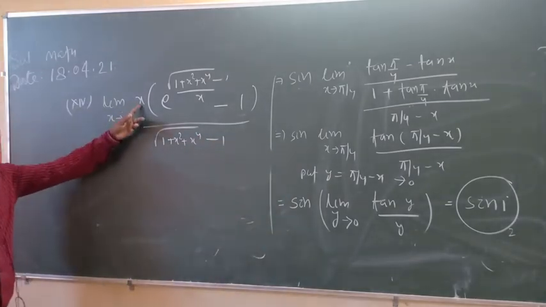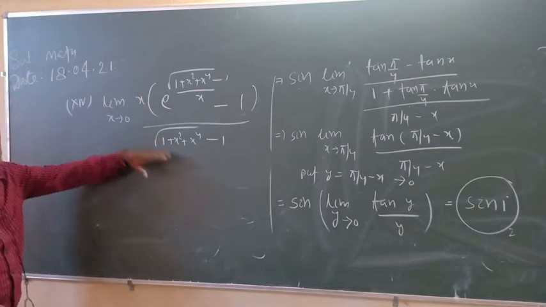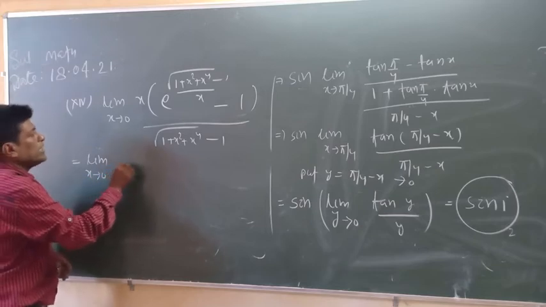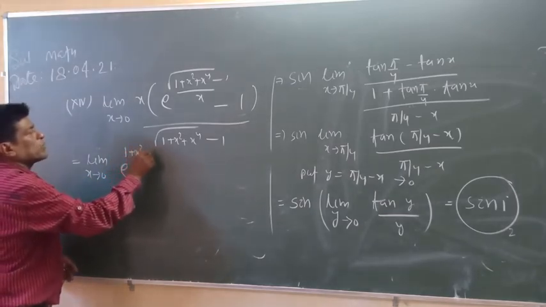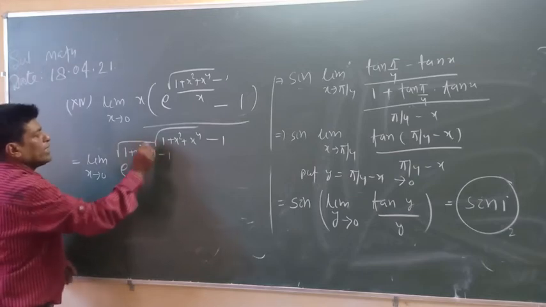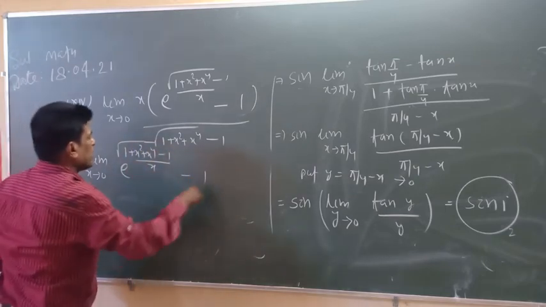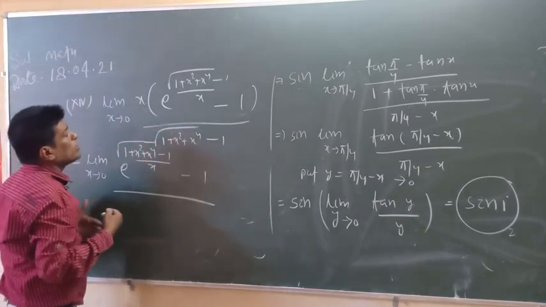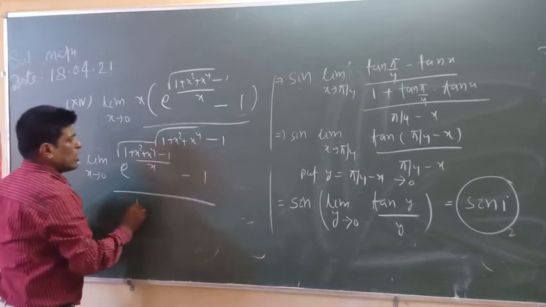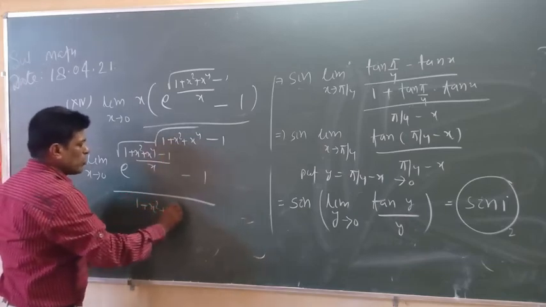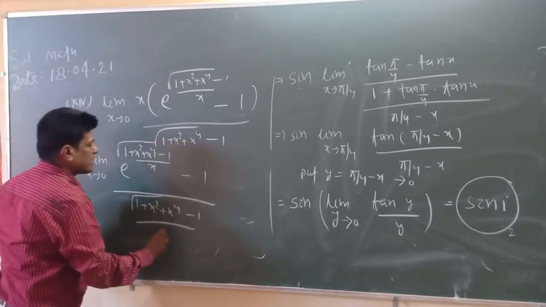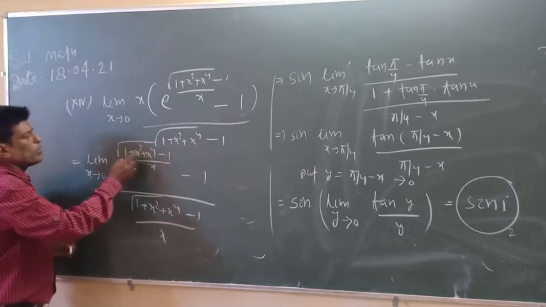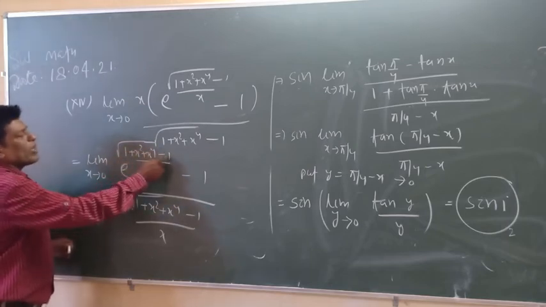You look, x is multiplied here. Next step, you can divide x on the denominator side. Limit x tends to 0, e to the power (1 plus x square plus x^4 root minus 1) divided by x, minus 1, whole divided by, that x is multiplied in the numerator side. When it comes to the denominator side, it becomes divided, so (1 plus x square plus x^4 root minus 1) by x. Put that part equal to 0, because the value of x is 0: 1 plus 1 minus 1 is equal to 0.